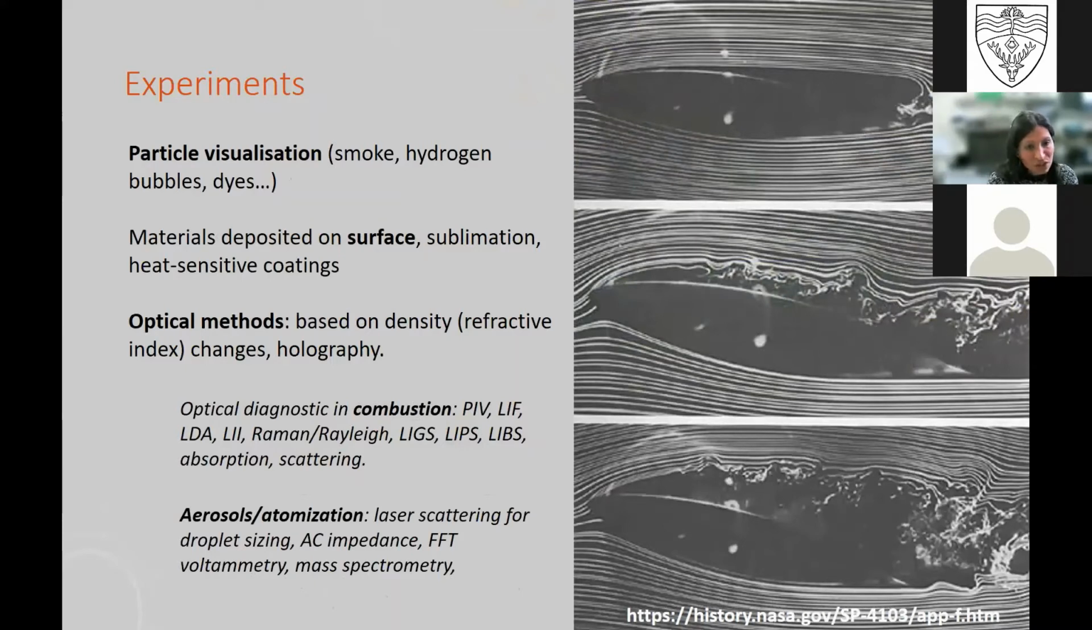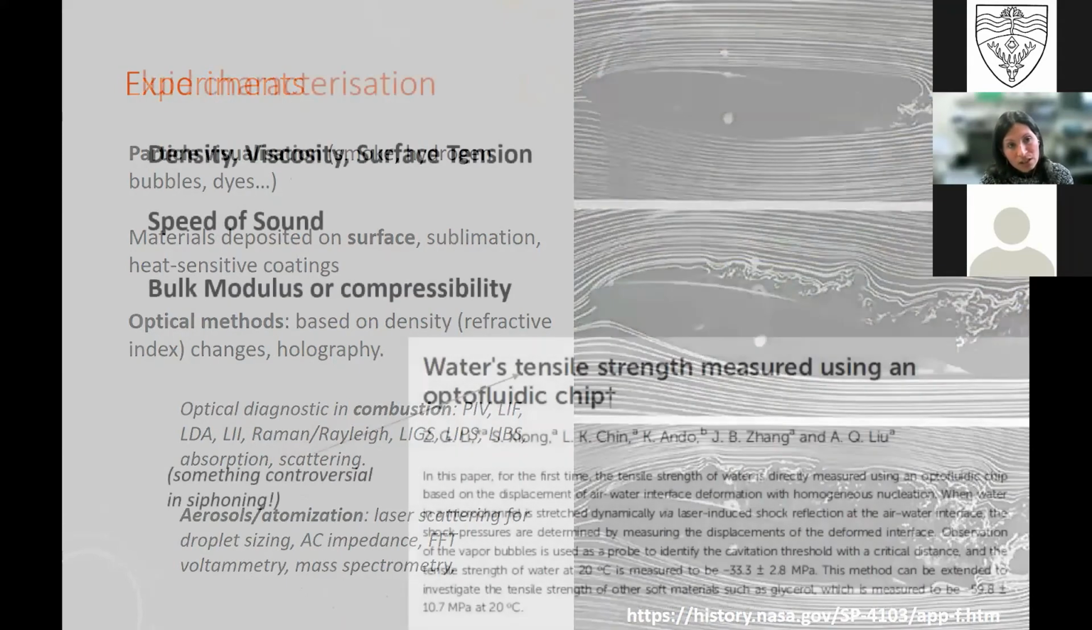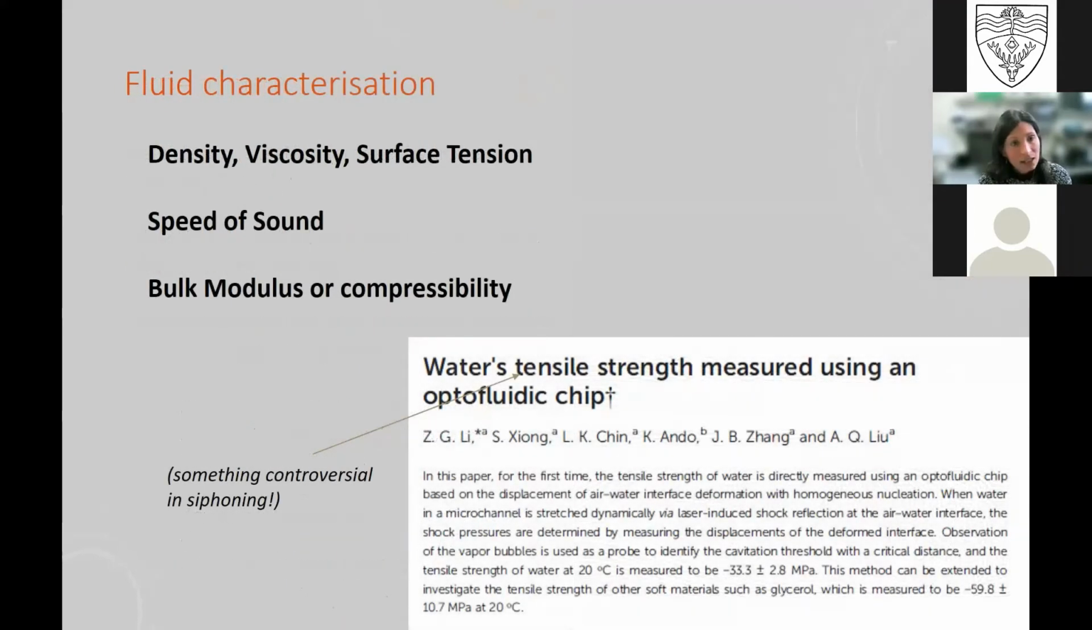You can use materials deposited on surfaces, and then optical methods that generally link to that particle visualization. You have to characterize the liquids, or the gases. I'm mostly going to be talking about liquids. This means characterizing the density, the viscosity, and the surface tension, mostly. But then you also have things like the speed of sound in the different media, or the compressibility of that fluid.